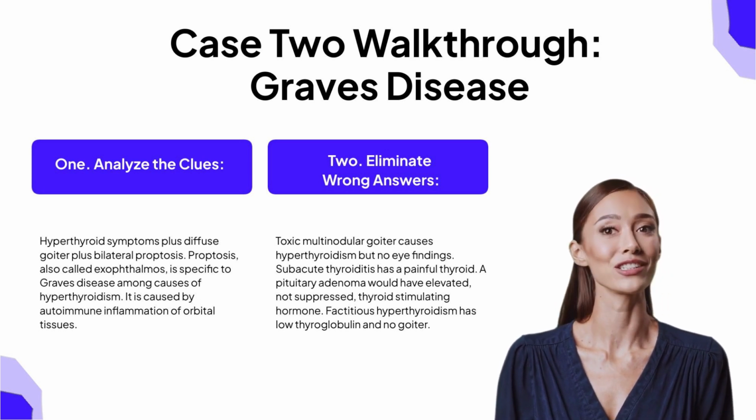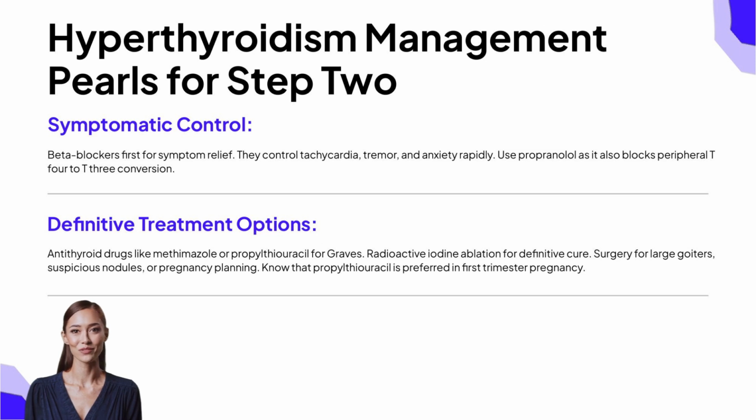Proptosis equals Graves. Period. Here are the management pearls boards love to test. For symptomatic control, beta blockers come first. They rapidly control the tachycardia, tremor, and anxiety. Propranolol is often preferred because it also blocks the conversion of T4 to the more active T3 in peripheral tissues.